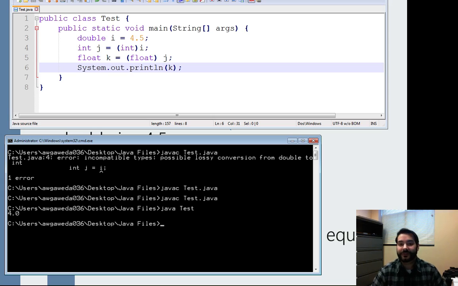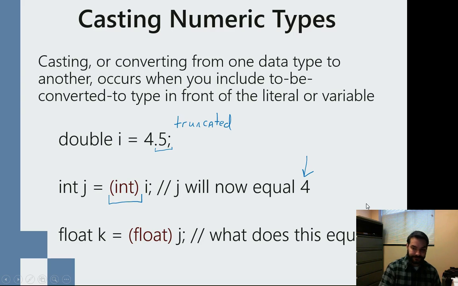When I turn it into a decimal place, it still is that whole number, and a whole number has no decimals. It's a rational number. So that's what happens when we do some casting.